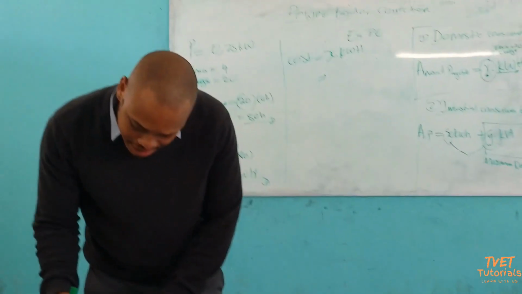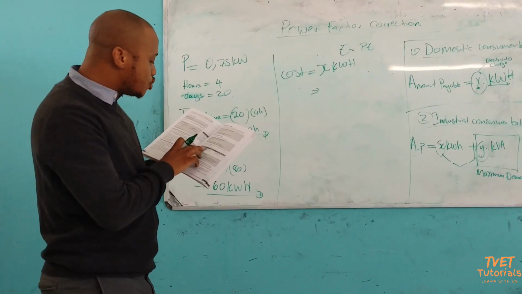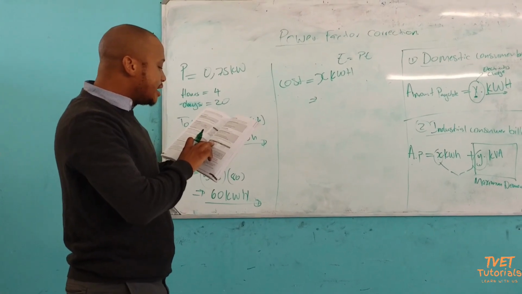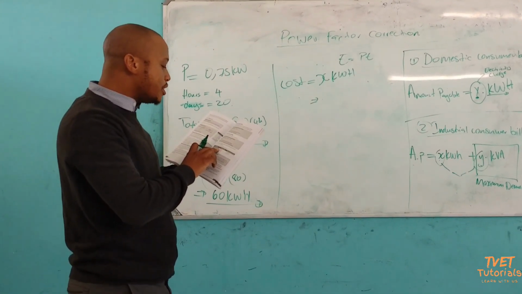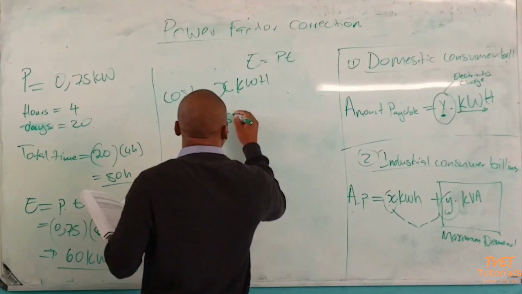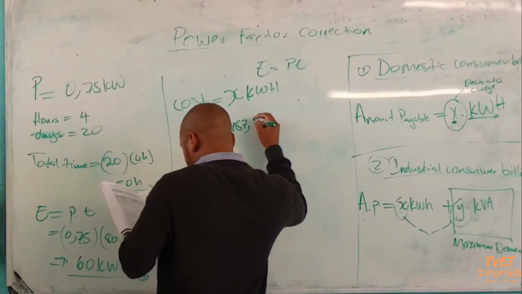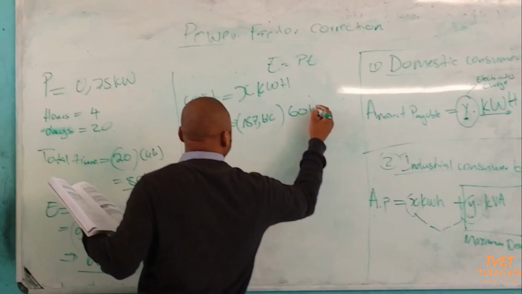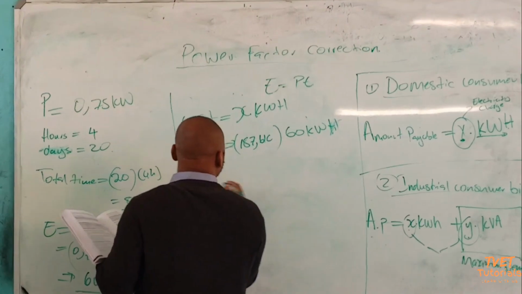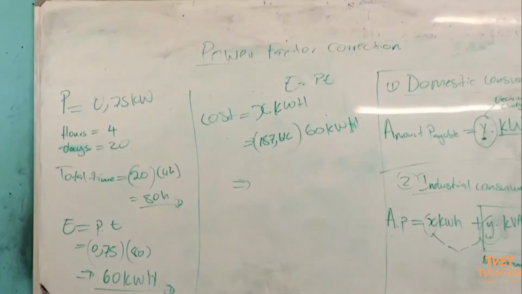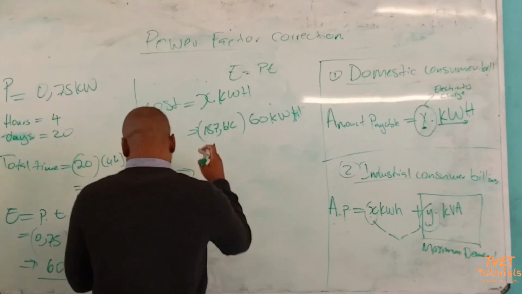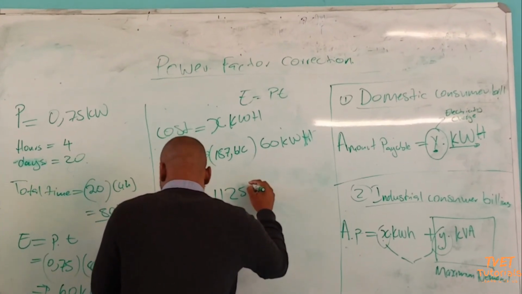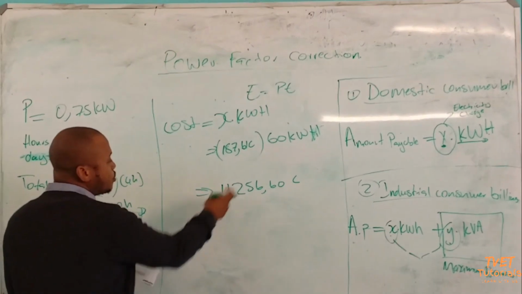If we check on page number 243, the table there, they say for domestic consumers, the unit per kilowatt hour is 187.61 cents. So this is 187.61 cents multiplied by our energy here, multiplied by 60 kilowatt hours. And if you punch that in your calculator, then you can see that the total cost to run this meter per month will be equal to 11256.60 cents.